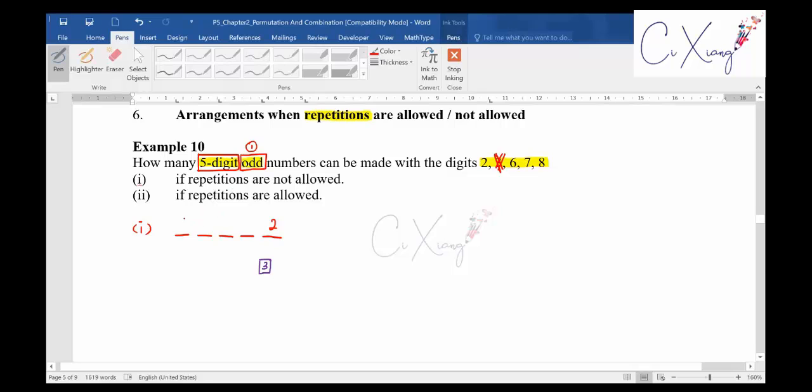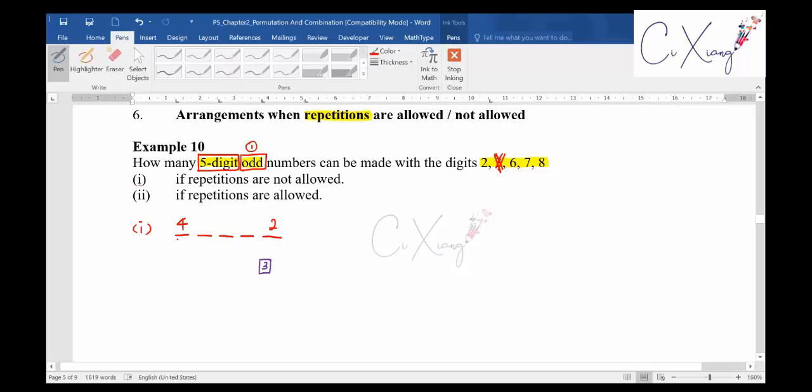Okay, so if you want to arrange it digit by digit, then you can write out the first digit. You can have 4 numbers to be placed here. Any one of the 4 numbers. That means you can place either a 2, either a 6, either a 7, either an 8. Either one of them.